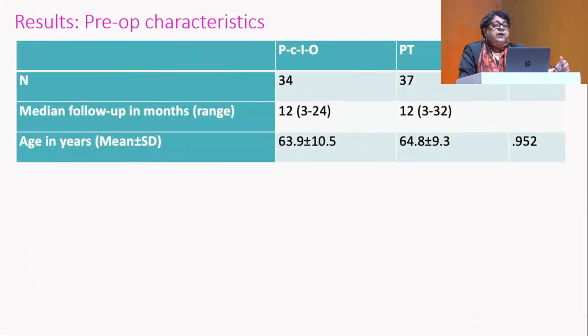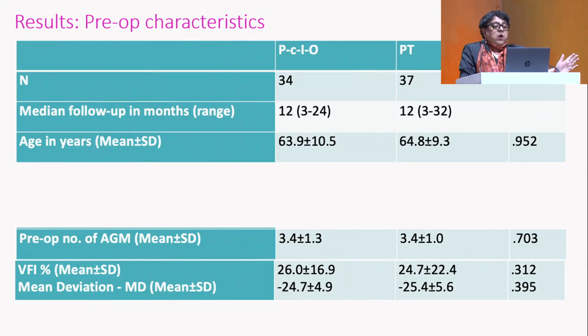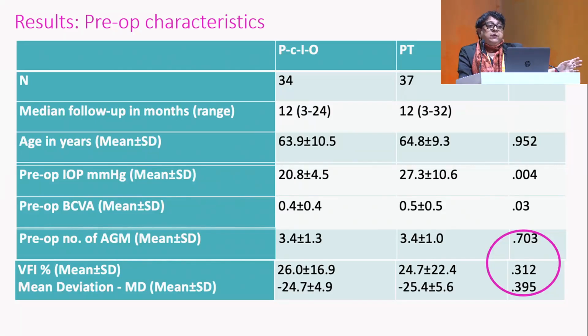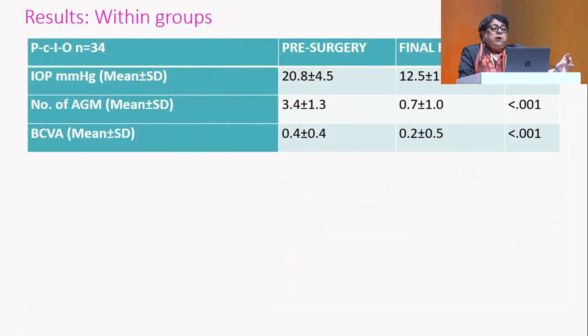The preoperative characteristics were pretty similar in both the groups, except where the IOP was concerned. It was slightly higher in the phaco-trab group, and preoperative visual acuity was slightly better in the combined MIGS group. Both procedures were very effective in reduction of IOP and anti-glaucoma medication and improvement of visual acuity.